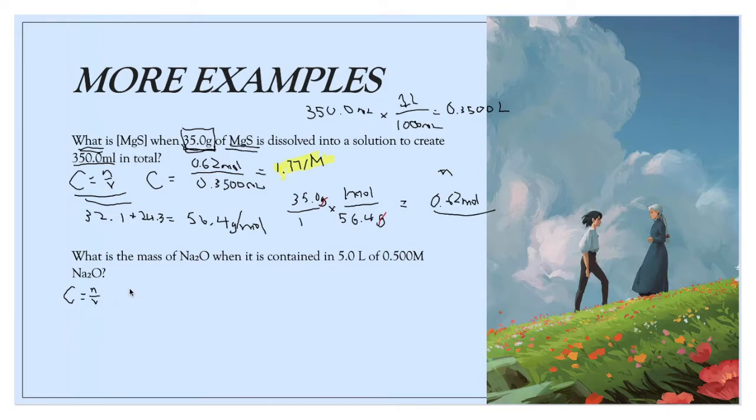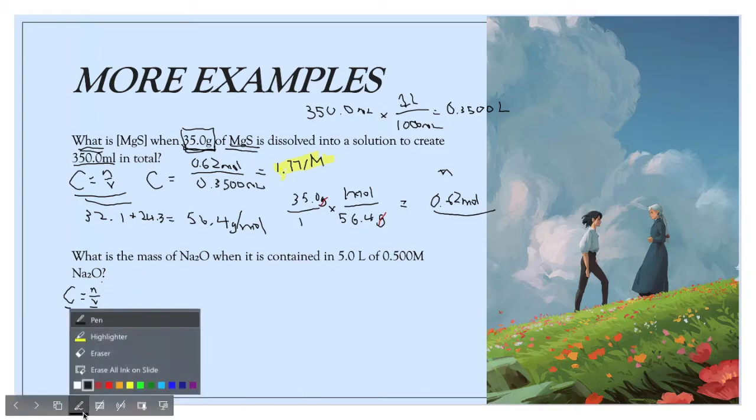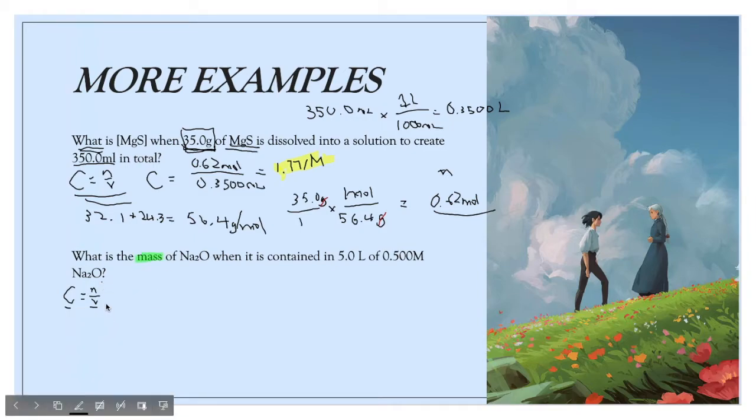Basically, N in this case, we have to figure out the mass of this. And basically, we have the C and we have the V, but we don't have the N. And we need the N in order to solve for the mass over here. So what we're going to do is start plugging in some numbers. We know that C over here is 0.500 molarity, and then it will equal N over 5.0 liters.